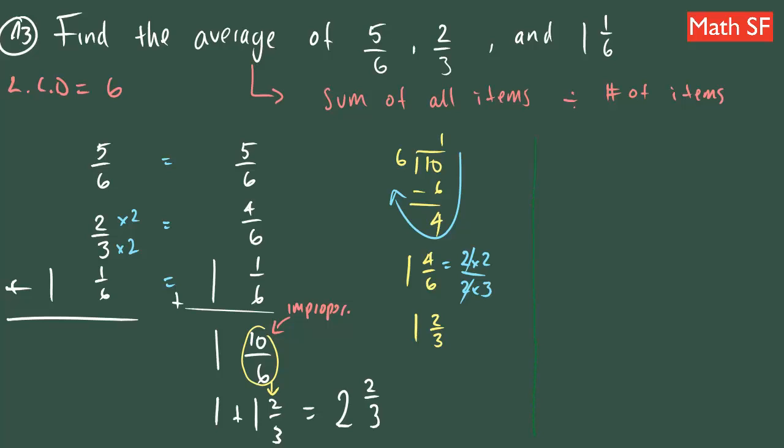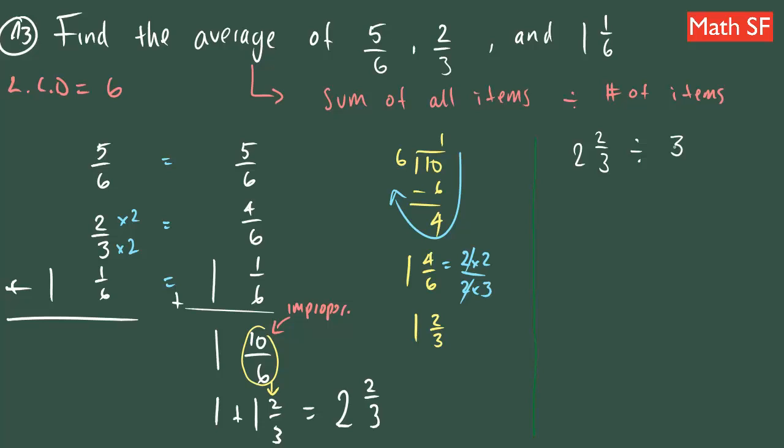So what are we going to do now? We're going to have to divide. Well, this sum, in this case, the sum of the items, 2 and 2/3, divided by the number of items, divided by 3. Now, this turns out to be chapter 4 when we're dividing fractions.